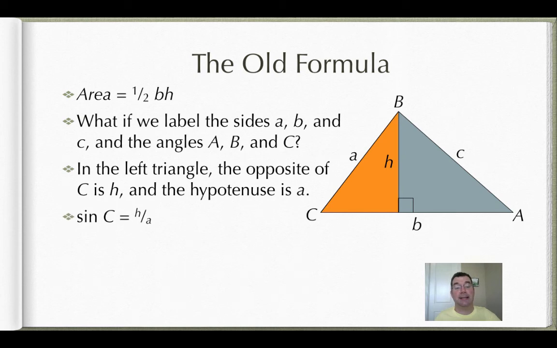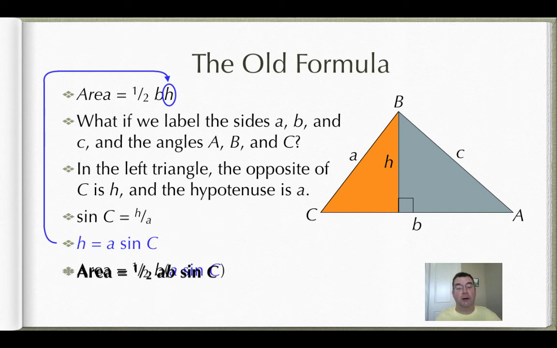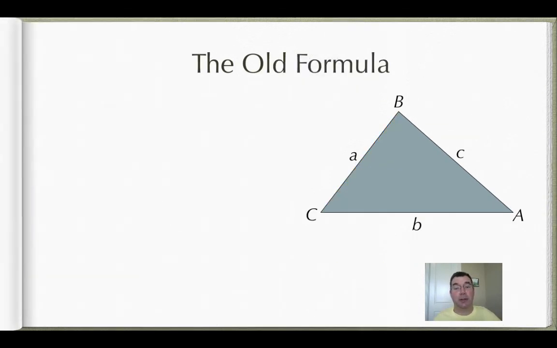So what I can write is that the sine, which is opposite over hypotenuse, the sine of angle C is going to equal that opposite H over that hypotenuse A. And if I cross multiply, I get that the height is A times the sine of C. Now if I take that and plug it back into my old formula for H, just in case I don't know what the height actually is, then I get this formula here. The area equals 1/2 times the base times side A times the sine of C. Or if I rearrange things in alphabetical order, it's 1/2 times side A times side B times the sine of angle C. That's the new formula.